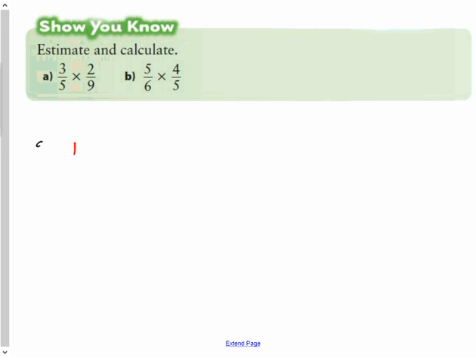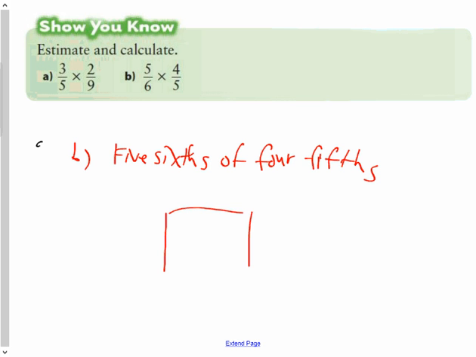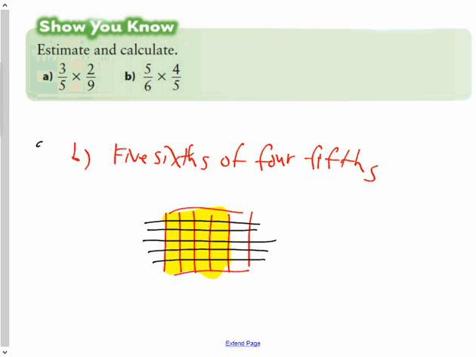And finally, your last one, B, 5/6 of 4/5. So I'm going to start with 4/5. 1/5, 2/5, 3/5, 4/5. We have 4/5. And I'm going to keep 5/6 of that. So I'm going to cut it in half. 2 lines there, 2 lines there, make 6 parts. 1/6, 2/6, 3/6, 4/6, 5/6 right there.